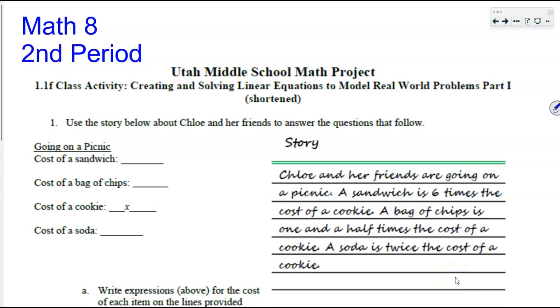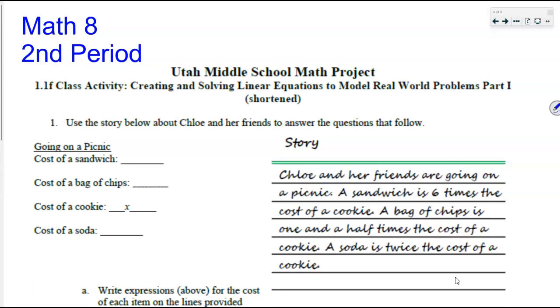Hello Math 8 students, this is Utah Middle School Math Project 1.1f, creating and solving linear equations to model real-world problems. This is part 1, there is going to be a part 2 later, and this is a shortened version of this lesson.